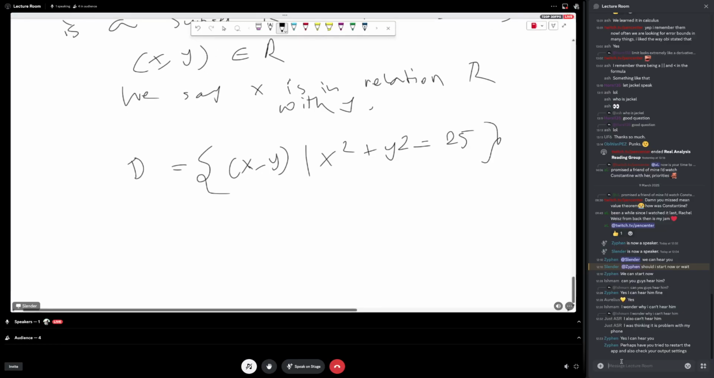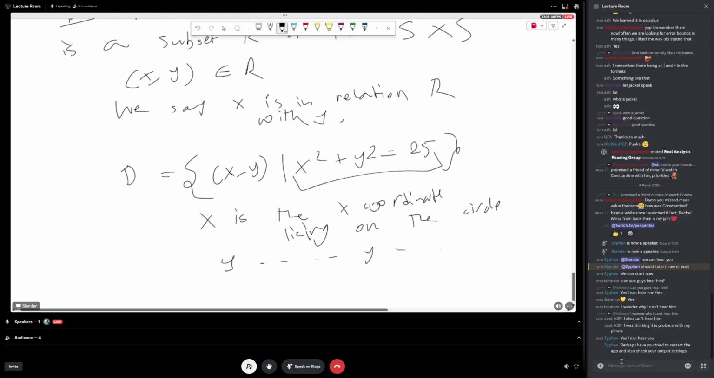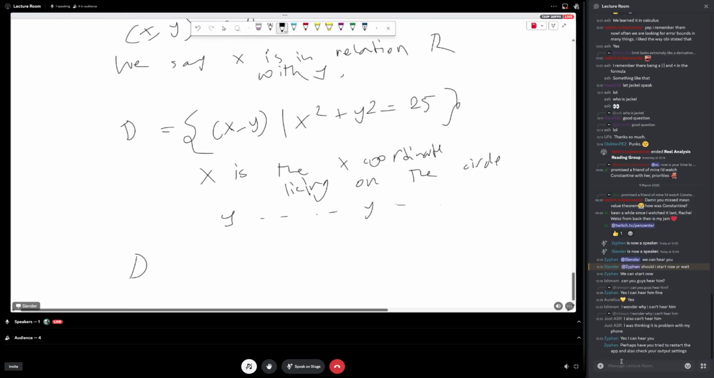So the relation is: x is the x coordinate lying on the circle, y is the y coordinate lying on the circle. So this is a relation here, a very silly example of a relation. The x and y are related because they both contribute to being on this circle. So that's a relation.